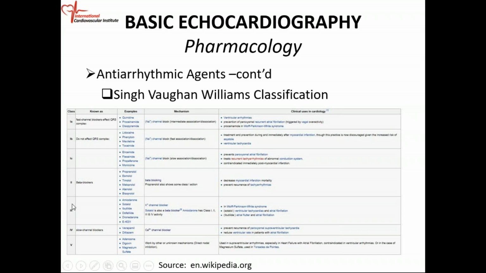Your class 3 now, we use a lot of these. Class 3 amiodarone is one of the class 3, which is a potassium blocker. Amiodarone, we use sotalol, dofetilide, and dronedarone. So we use a lot of these. Amiodarone is very, very effective. For me personally, dofetilide is the most effective antiarrhythmic. However, it's probably the most deadly.